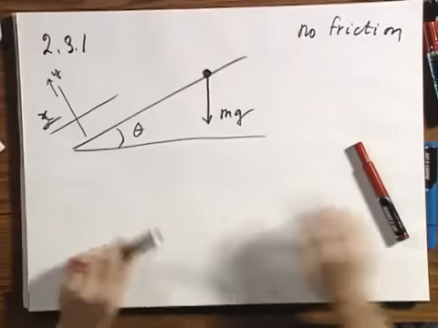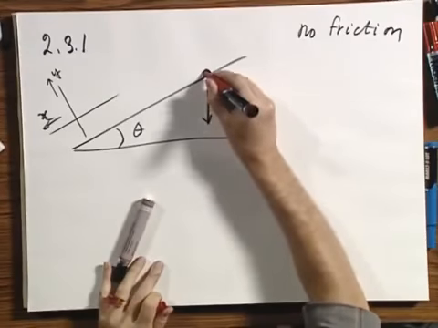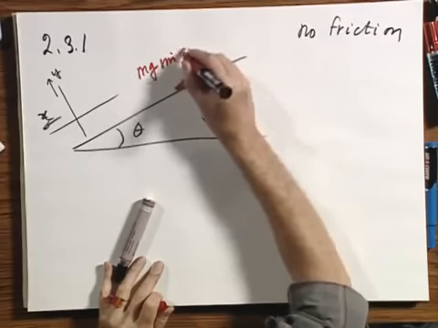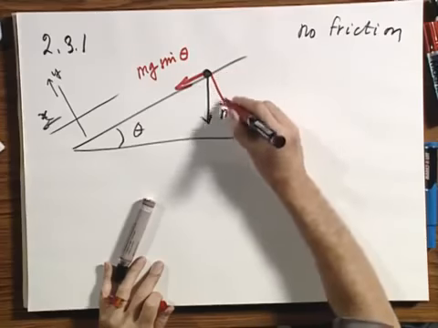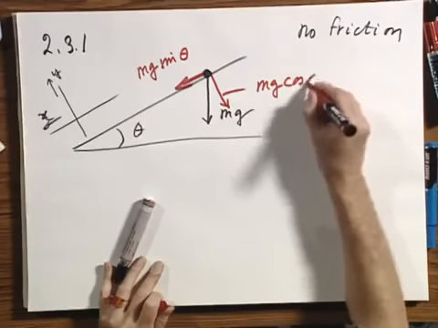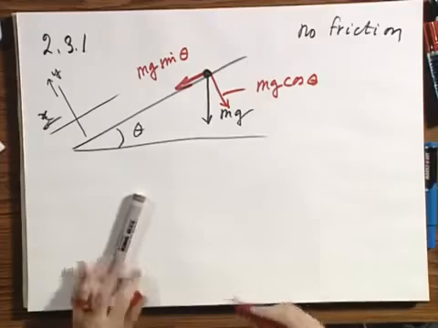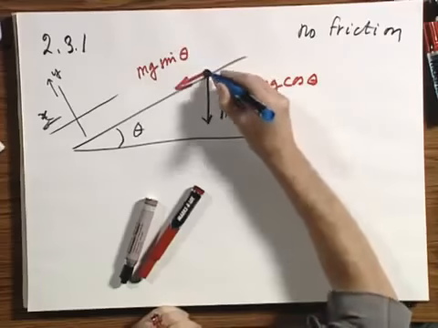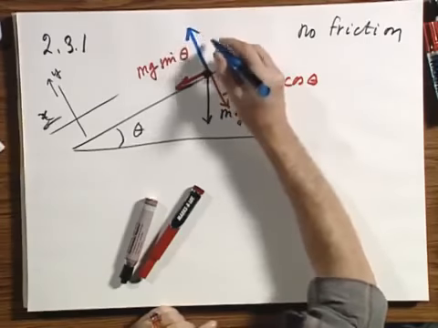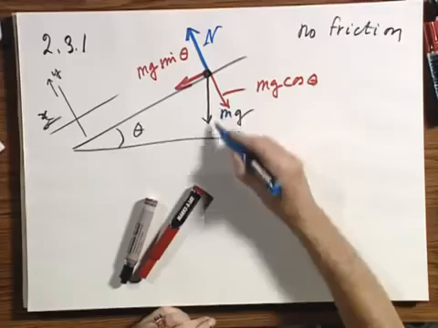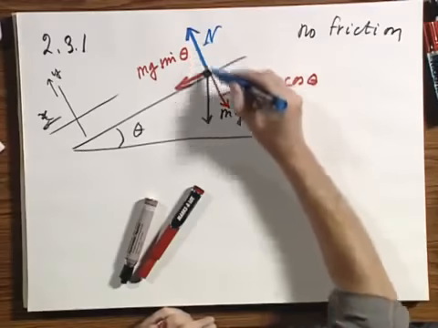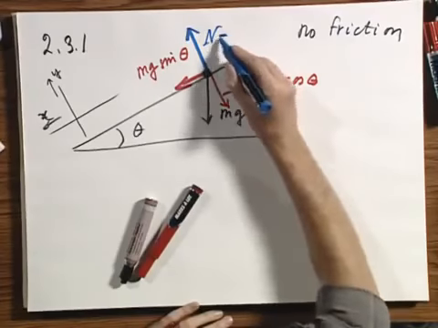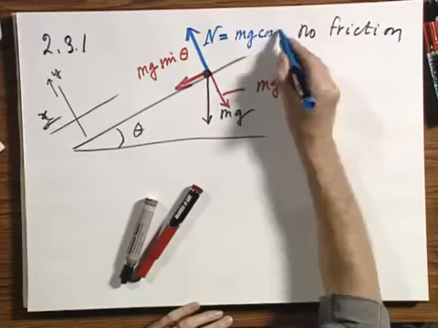Alright, so now I'm going to decompose this one in the x direction, which is mg sine theta. In the y direction, it is mg cosine theta. Of course, it's in the negative direction. And now the plank has to push back in exactly this direction, call it n again, in order to cancel out this mg cosine theta. If these two didn't cancel out, there would be an acceleration in the y direction, which is not the case. And therefore the n must be mg cosine theta.